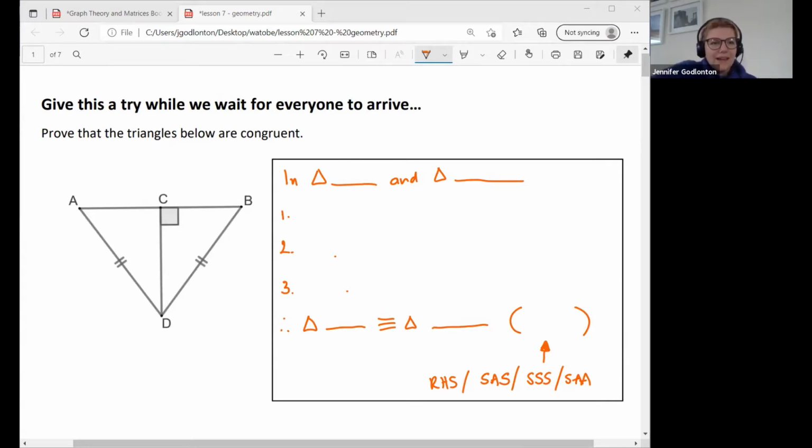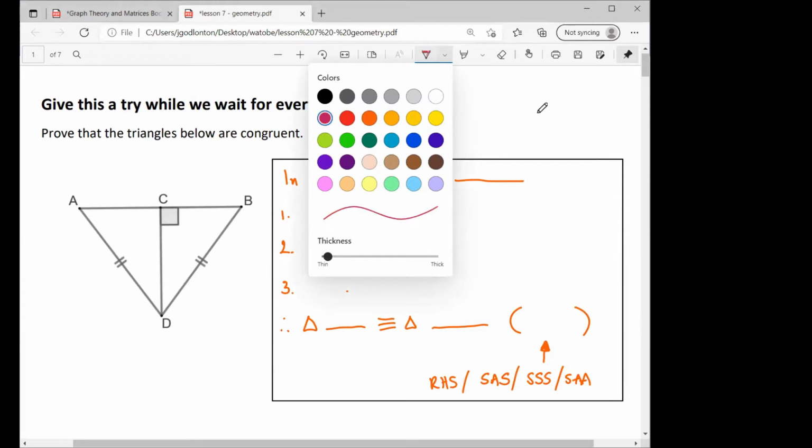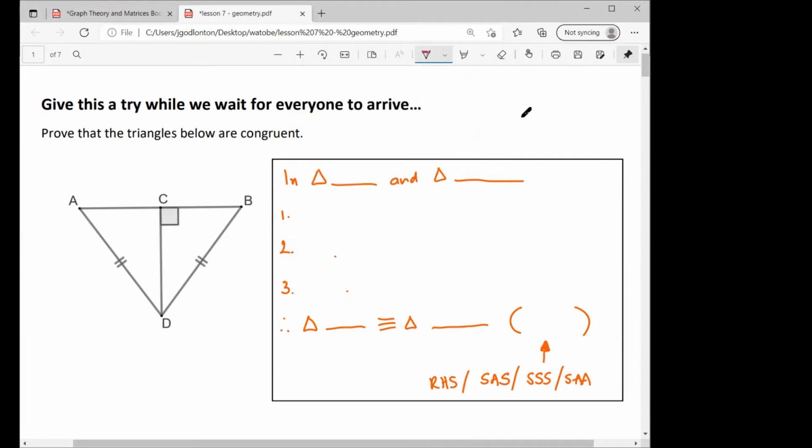Okay, let's get going. All right, so I'm going to slowly talk you through this question. We're going to do it step by step so that in the next one you can try and hopefully it will make a bit more sense. Now, the first thing we want to do is identify the two triangles that we're working with. So, for example, our one triangle is this one over here. So I'm going to write that as triangle ACD.